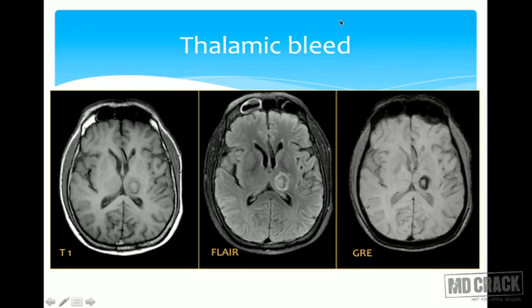Another patient had presented with a thalamic bleed. This is a T1 weighted image showing the bleed within the left thalamus. This is a FLAIR image, and this is a GRE image, and this shows the bleed very well. One advantage of GRE, or the gradient images, is that it's excellent in picking up small quantities of blood or even calcium. However, it is extremely difficult to differentiate between calcium and blood on MR.